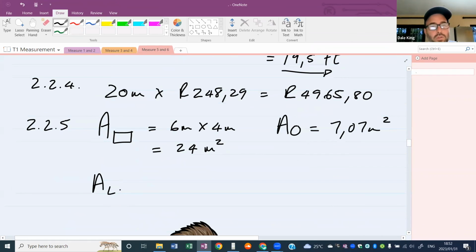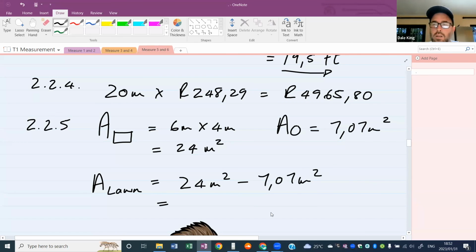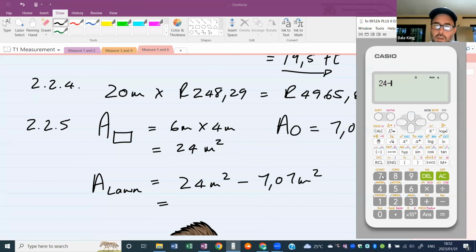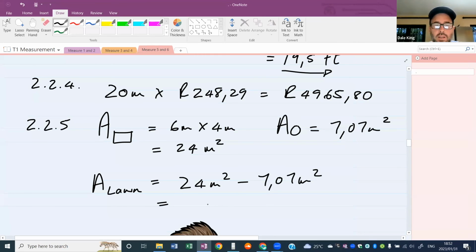You don't have to write lawn. I just want to show you it is the area of the rectangle, which is 24 meters squared, minus the area of the circle, which is 7,07 meters squared. And this will give us our final area. I'm going to use the calculator because I'm lazy and it must work for me. 24 minus 7,07 is 16,93. 16,93 meters squared.